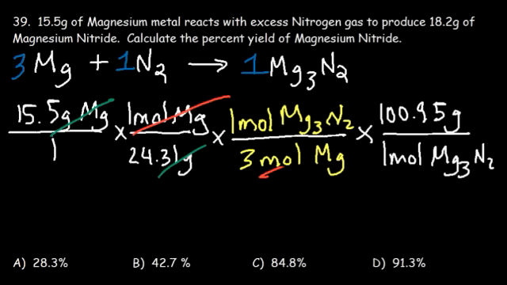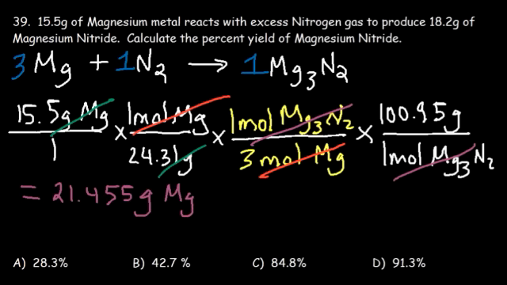So moles of Mg cancel, and moles of magnesium nitride cancel. So now we have the grams. So to calculate it, it's going to be 15.5 divided by 24.31. Take that result and then divide it by 3 and then multiply it by 100.95. If you did it correctly, you should get this answer. This is the theoretical yield of the product. So that's the maximum amount of magnesium nitride that we can get if all of the 15.5 grams of magnesium metal reacts. That's the most that we can produce in this reaction.